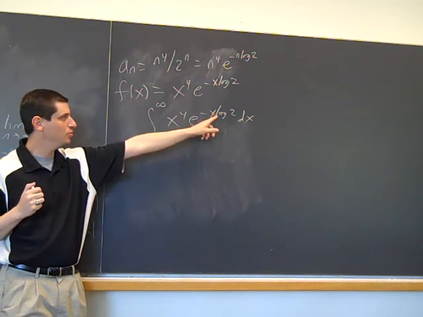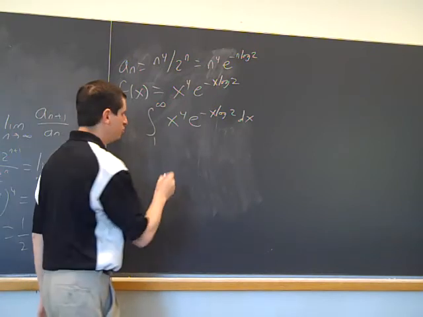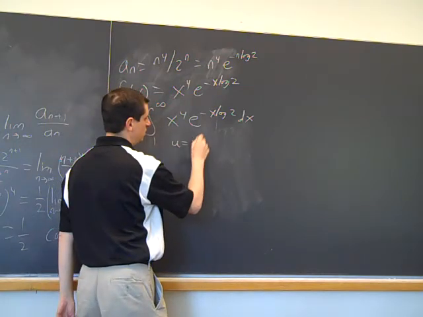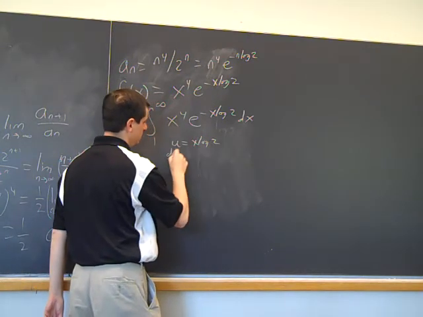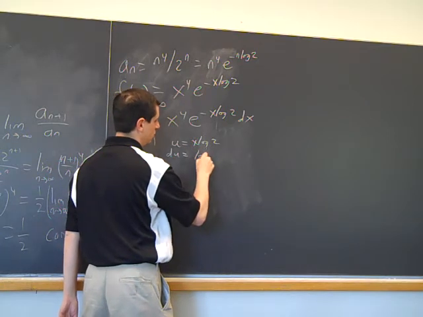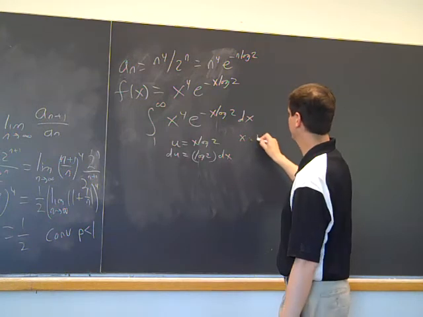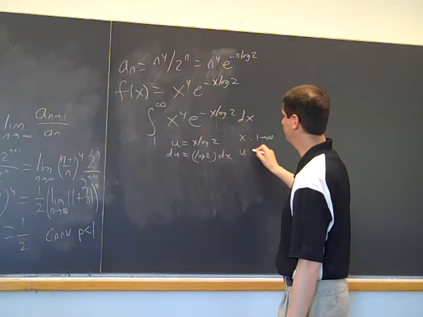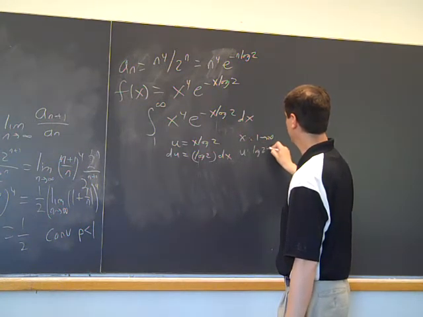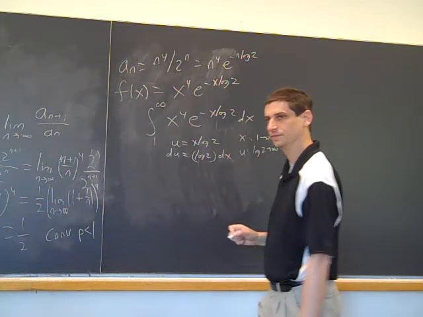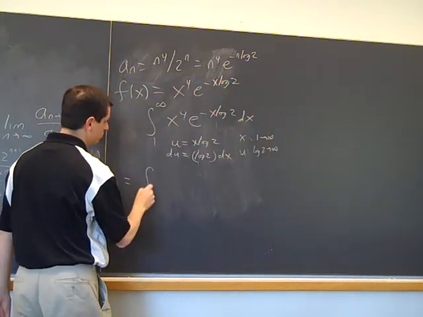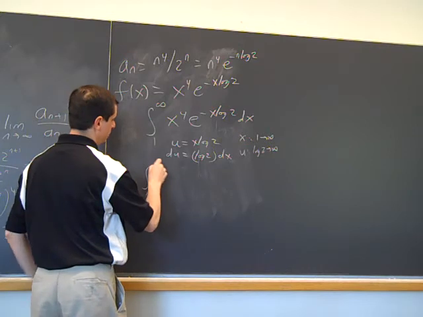Now, the thing that's a little bit annoying is I've got this log 2. So I'm going to change variables. Let's let u equal x log 2. du is going to be log of 2 times dx. x goes from 1 to infinity. Where does u go from? Log 2 to infinity. So this is the same as the integral from log 2 to infinity.